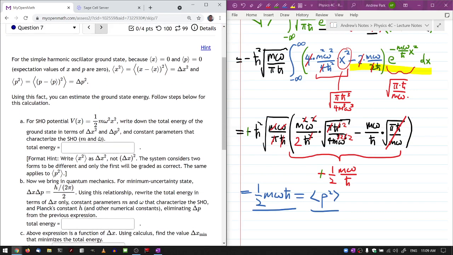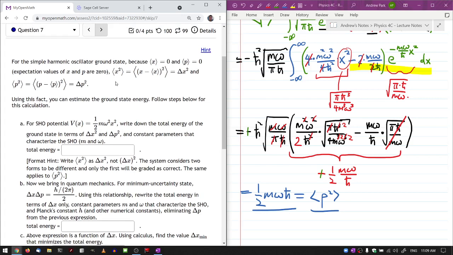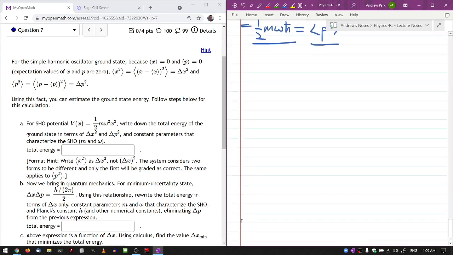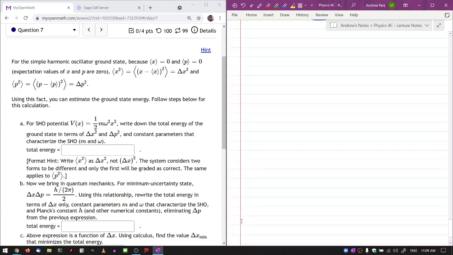For the simple harmonic oscillator ground state, using this fact, you can estimate the ground state energy. Follow the steps below for this calculation. Because this question appears related to the previous question, I was wondering if I could reuse some of the calculation, but maybe I don't need to. I'll just follow through the instructions.